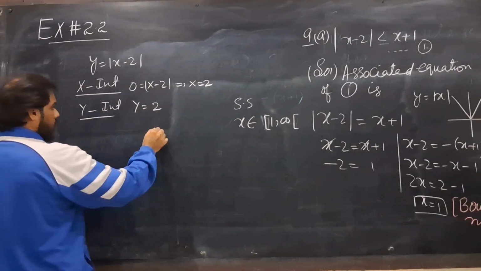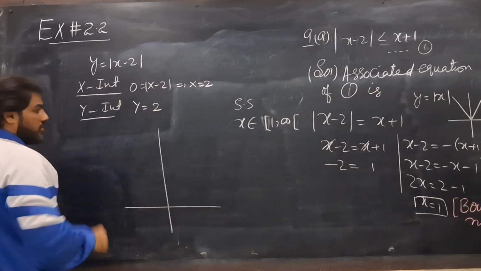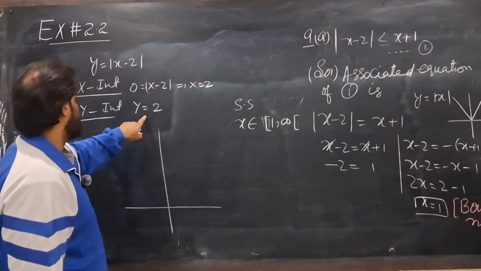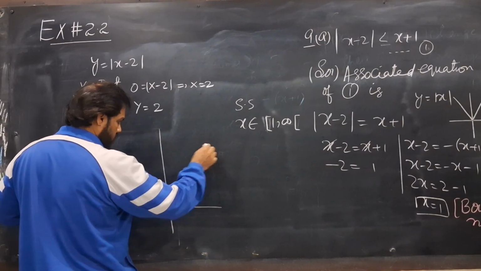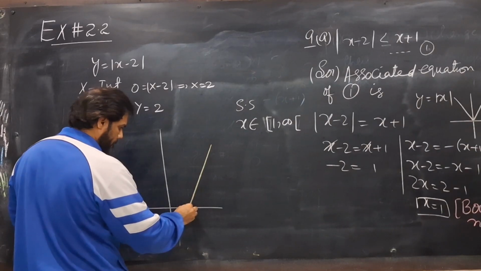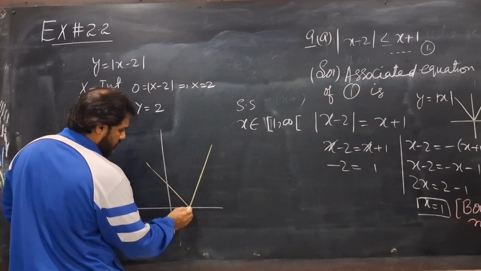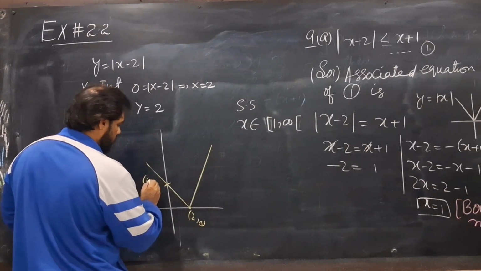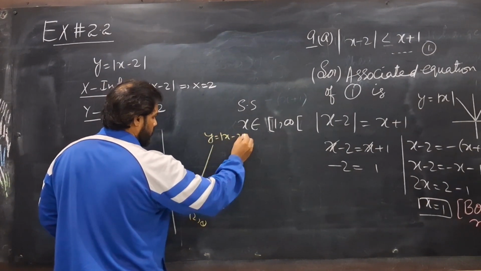So the graph of y is equal to |x minus 2| will touch the x-axis at x is equal to 2 and the y-axis at y is equal to 2 here. So suppose this is the graph. Suppose this is x is equal to 2, y is equal to 0, and this is x is equal to 0, y is equal to 2. This is y is equal to |x minus 2|.